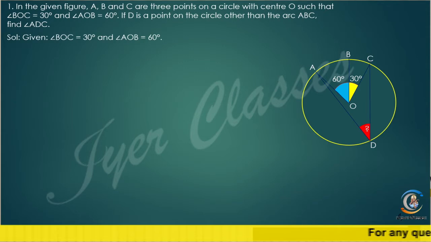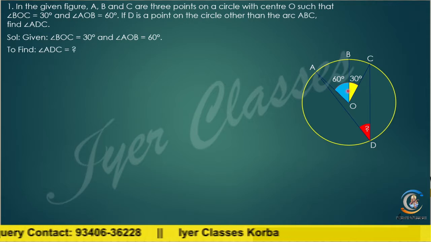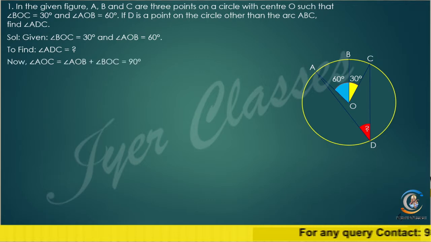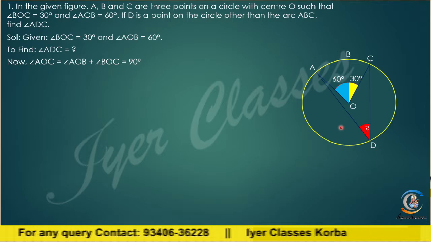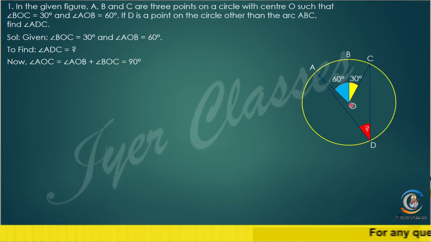Okay, now how do I do it? For this, you're given that angle BOC, the yellow angle, is equal to 30 degrees and angle AOB, which is the blue angle, is equal to 60 degrees. Now you're supposed to find out angle ADC, which is the red angle, right? Now angle AOC is equal to angle AOB plus BOC, right? This is the whole angle at O, and it is equal to 90 degrees, right?